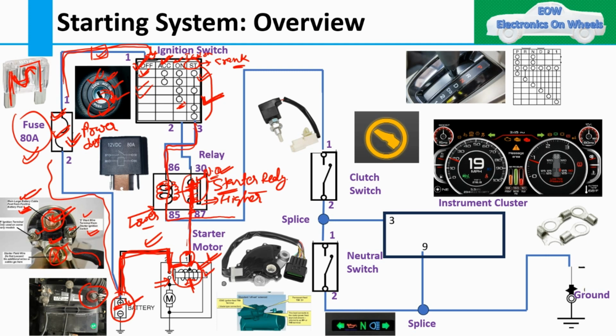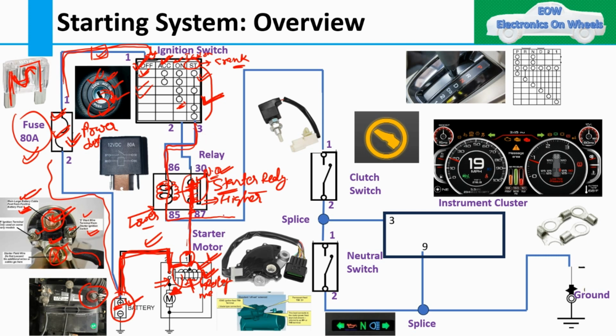And this solenoid also works as a relay only. This is called the magnetic switch. And why is it used here? To start the starter motor, as a switch for the starter motor. You cannot give that much high current to the starter motor directly. So that is the purpose of the solenoid.